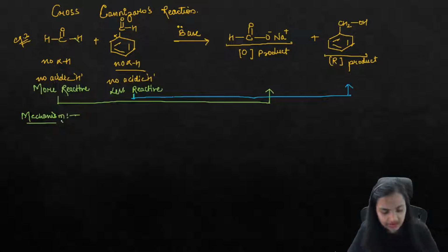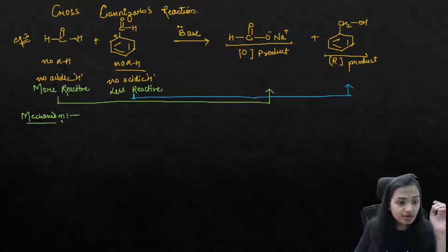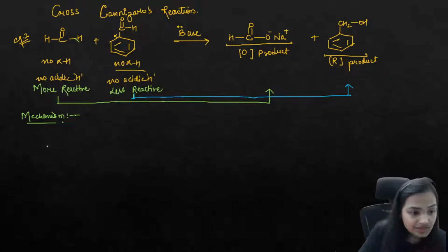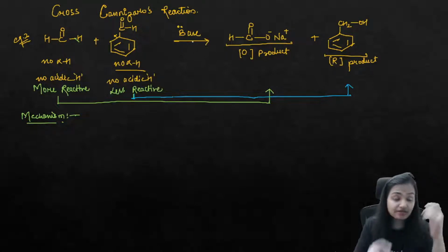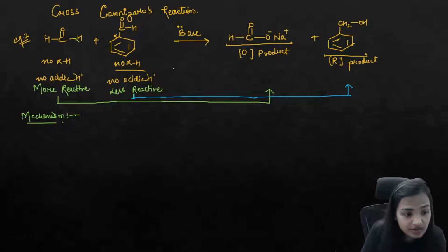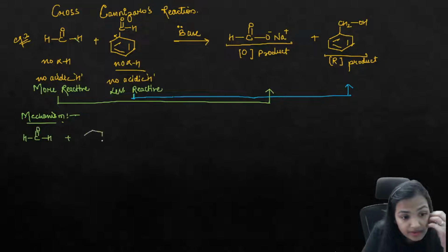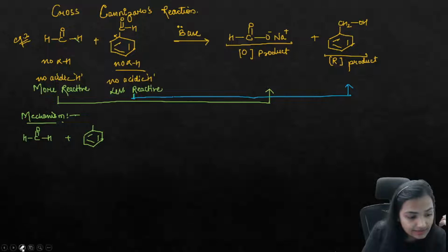Very nice. Okay, so if we are looking for the mechanism, the first step is I have these two things and I have to do the reaction with the base. For the base, do we have any acidic hydrogen? If you focus on the formaldehyde and the benzaldehyde, where will our base attack? Sorry, this is benzaldehyde.